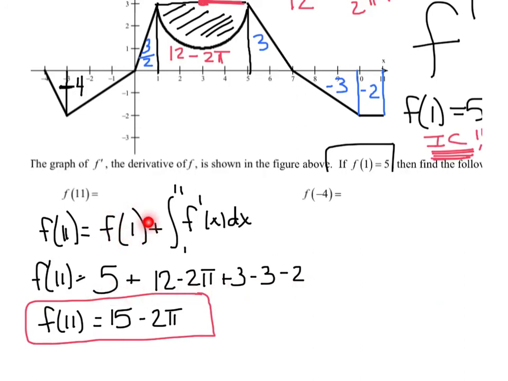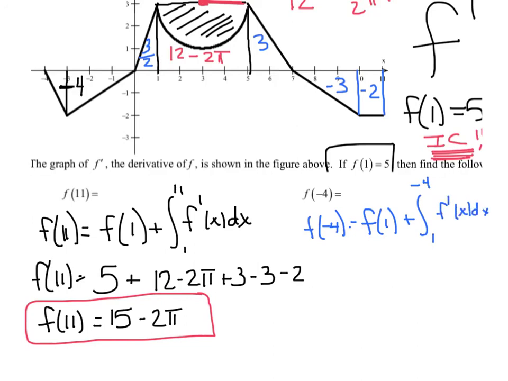Again, f of 1 is the initial condition, initial bound. f of 11 is what I want, bound on top. All right, same idea. Let's go get f of negative 4. So f of negative 4 is equal to the initial condition plus the integral from 1 to negative 4 of f prime of x dx.